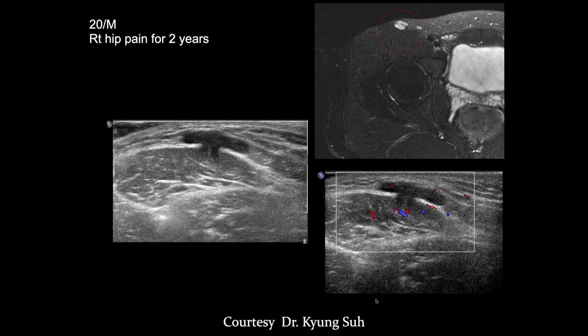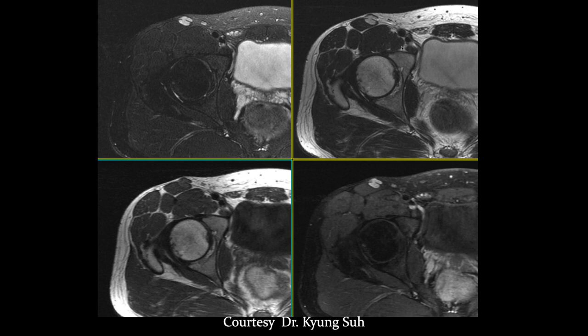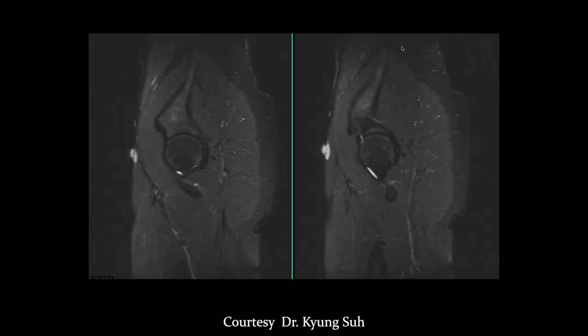So, a 20-year-old male with right hip pain for 2 years. On the ultrasound imaging, we see a hypoechoic focus with some peripheral vascularity and a defect of the anterior fascial wall of that muscle. Anteriorly, on the T2 fluid-sensitive sequences, it's more cystic, almost looks like a lymph node. It extends into the muscle.